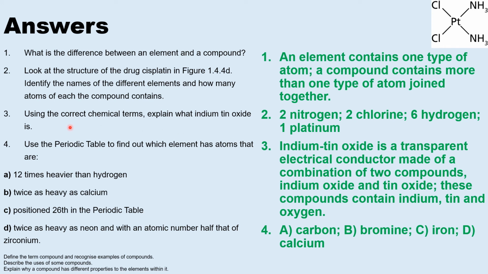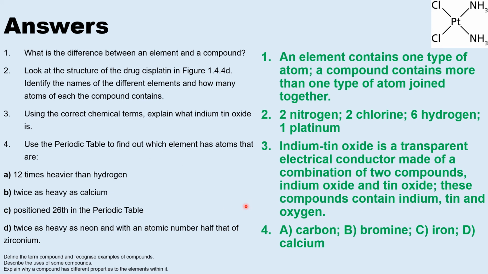For number 3, using the correct chemical terms, explain what indium tin oxide is. So indium tin oxide is a transparent electrical conductor made up of a combination of 2 compounds, which is indium oxide and tin oxide. These compounds contain indium, tin, and oxygen.